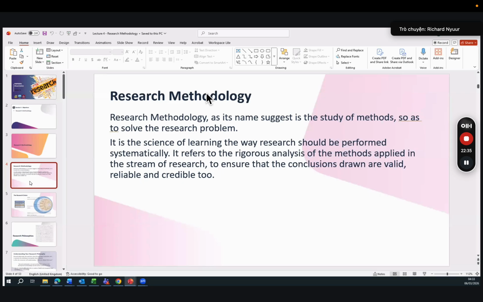You need to think about reliability and validity issues throughout the whole process, so that at the end we can hold your results and say, okay, this is valid. You've gone through a valid and reliable process, and therefore the results you got are credible.